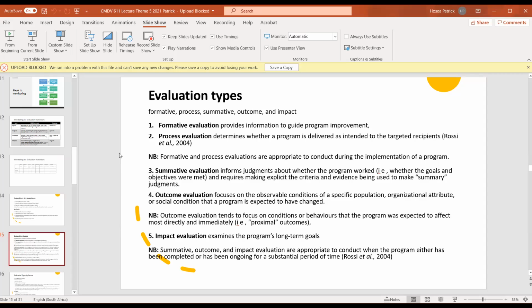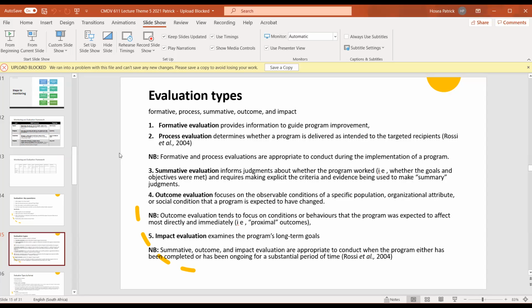And the process evaluation determines whether a project is delivering its intended targets, right? Are we on course? Are we actually getting the objective we set out to achieve? That is what we do under process evaluation, looking at the activities of that particular project. So you see, both formative and process evaluation are carried out during the course of the project, right?